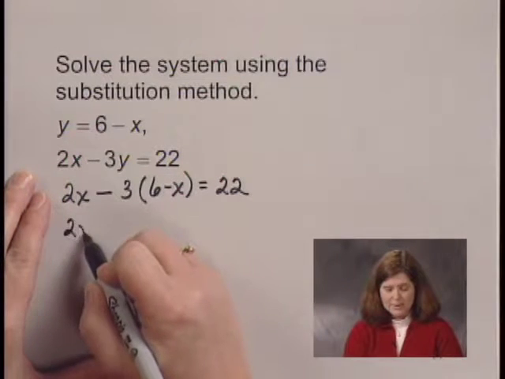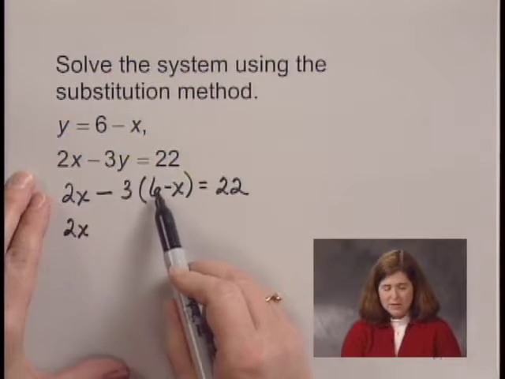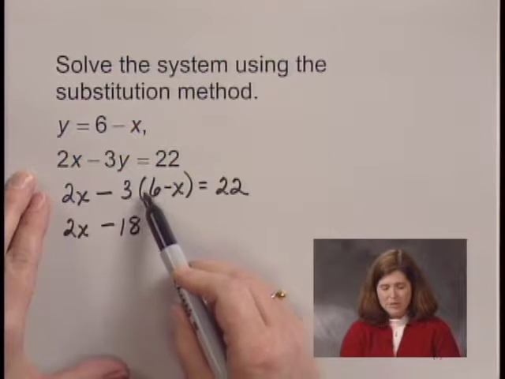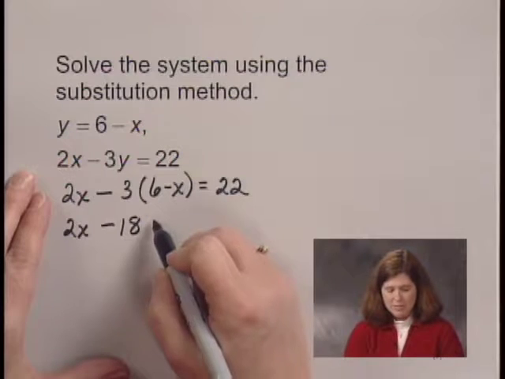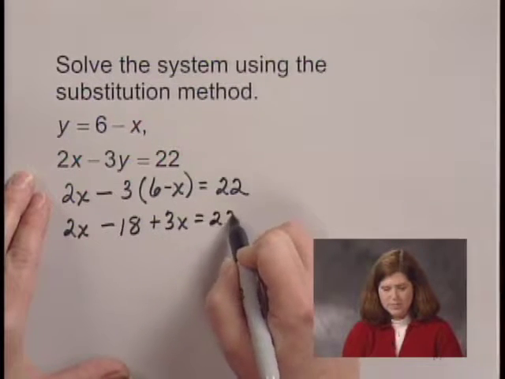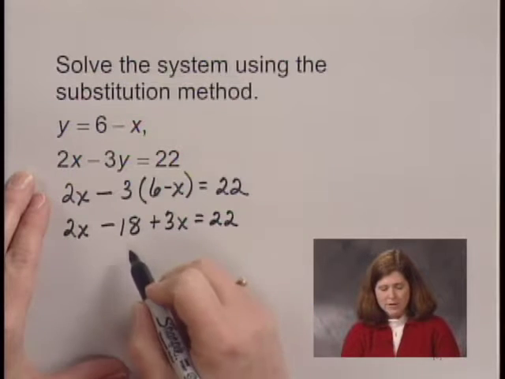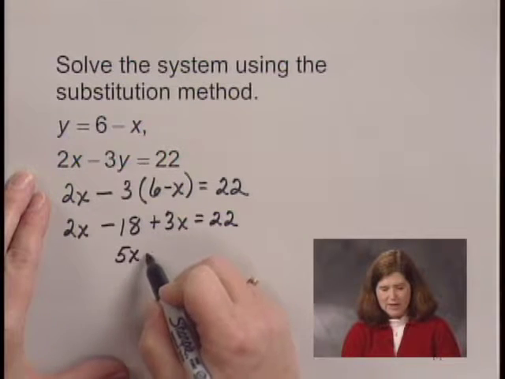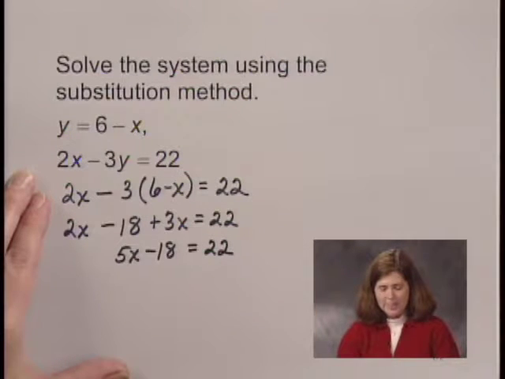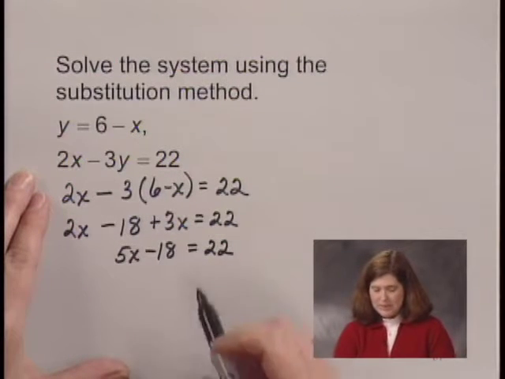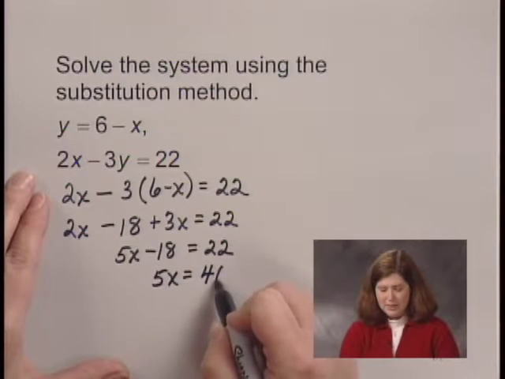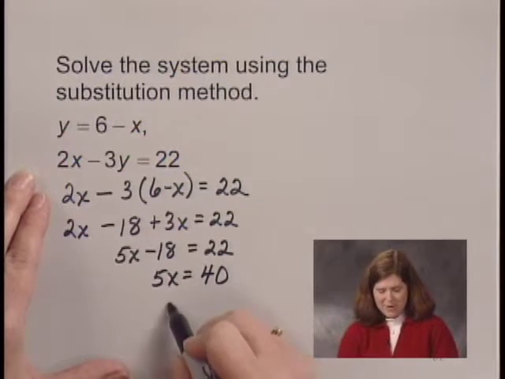I have 2x minus 3 times 6 would be minus 18. Minus 3 times the opposite of x, so that would be plus 3x. That equals 22. Combining like terms, I have 5x minus 18 equals 22. And adding 18 to both sides, I have 5x equals 40. Dividing both sides by 5, I have x equals 8.